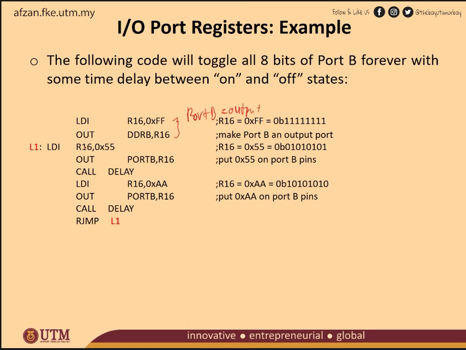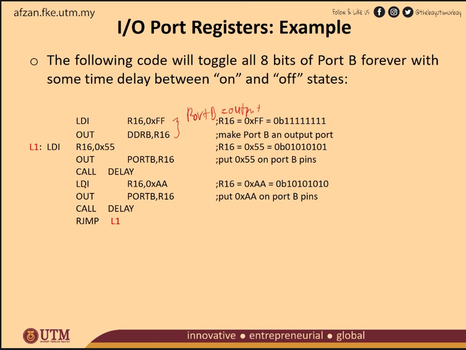And then LDI R16, 0x55, out PORTB, R16. And then you call a delay. Why do you call a delay? Because you want to do a toggle. You want to send that value to your LED. In order for you to see the LEDs change from lights on to lights off, you need to put in a delay. If you do not put in the delay, you cannot see the difference between lights off and lights on, because it's too fast. Your eyes cannot catch the changing pattern, the changing sequence from off to on. So that's why we put a certain delay here.